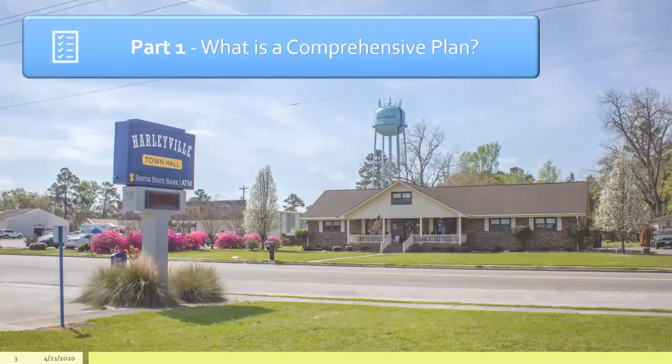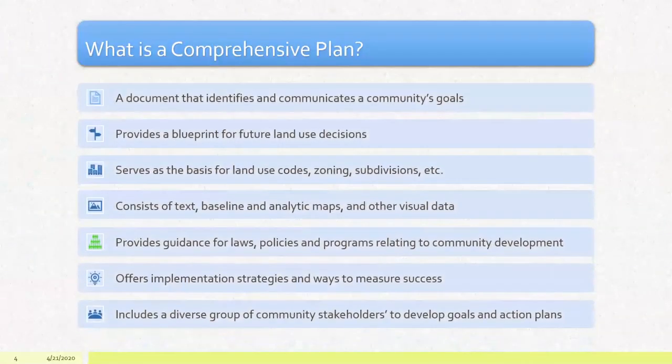So part one, we're getting started with the question of what is a comprehensive plan? Essentially, it's a document that identifies and communicates a community's goals. It's providing a blueprint for future land use decisions in the town. It's going to serve as the basis for land use codes, zoning, subdivision updates, things like that. The content is going to consist of text, baseline and analytic maps, which you'll see a lot of here today, and other visual data like charts and graphs and infographics, things like that.